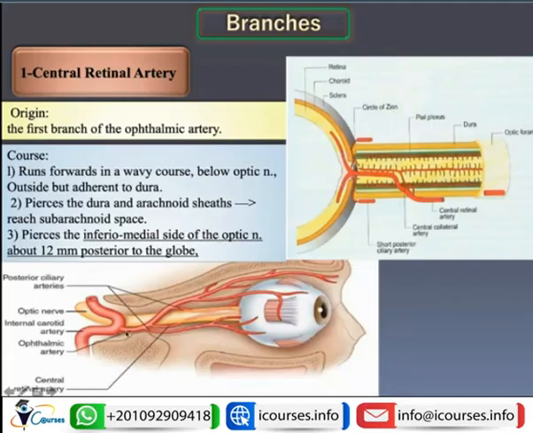So as we said, it was below. The central retinal artery pierces the optic nerve medial and below, 12 millimeters posterior to the globe.